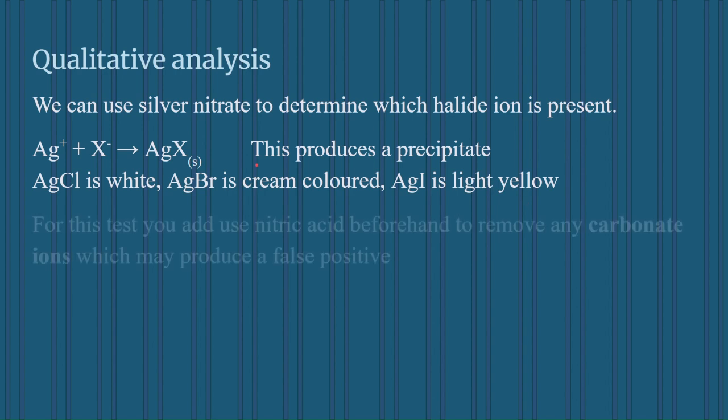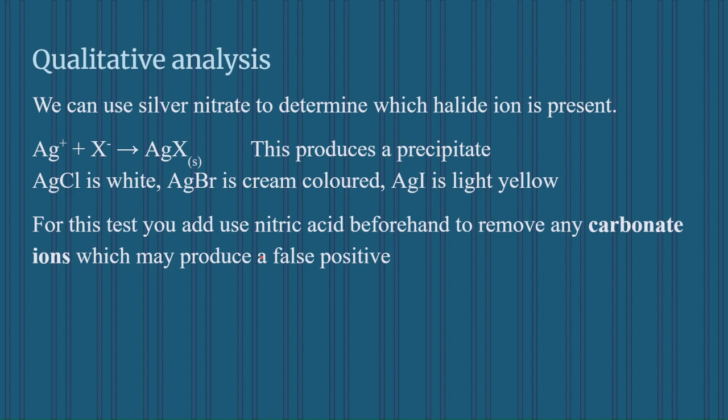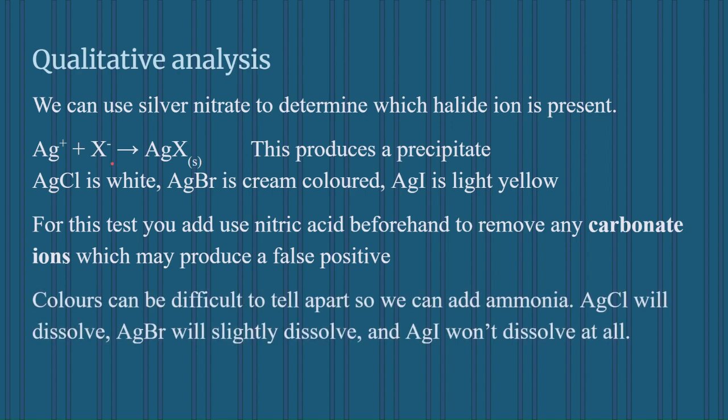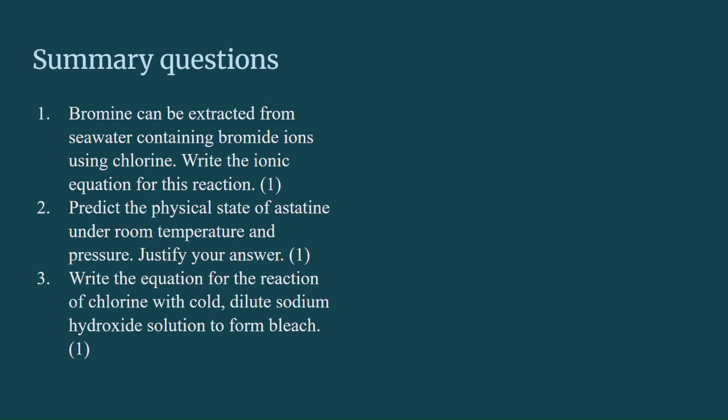And also you've got to put nitric acid in there to remove any carbonate ions, which would just interfere with that. And obviously use nitric acid, because you can't use hydrochloric acid, because that has halide ions, which would give a false positive. And colours can be difficult to tell apart, so we'll add ammonia, and that will dissolve some of it. AgCl will dissolve, AgBr will slightly dissolve, and you've got to add a lot of ammonia for that, and AgI won't dissolve at all.